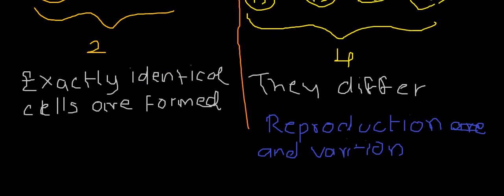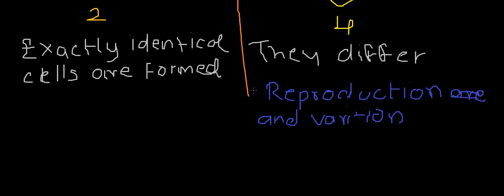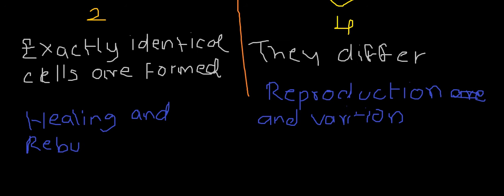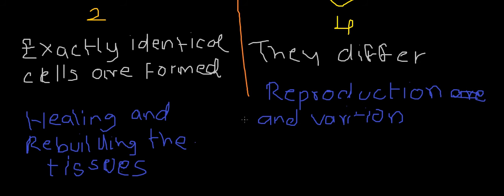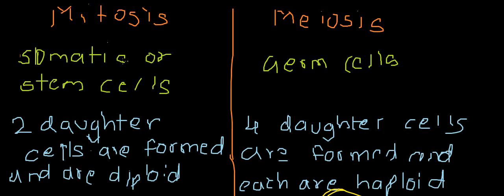For example, amoeba and some other unicellular organisms. But in higher-level plants and animals like you and me, mitosis is necessary for healing and rebuilding the tissues.